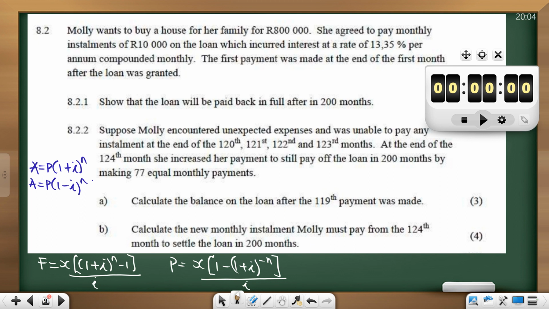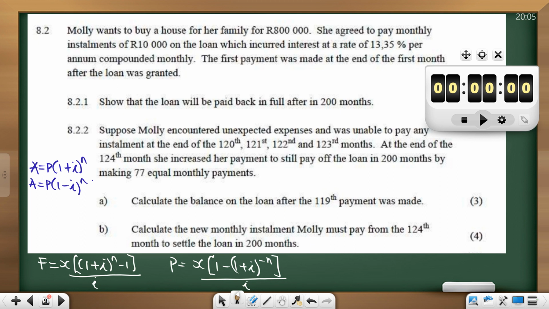All right, let's quickly run through. Molly wants to buy a house for her family for 800,000. She agreed to pay monthly installments of 10,000 on the loan, which incurred an interest rate of 13.35% per annum compounded monthly. The first payment was to be made at the end of the first month, which is normal. After the loan was granted, show that the loan will be paid back.